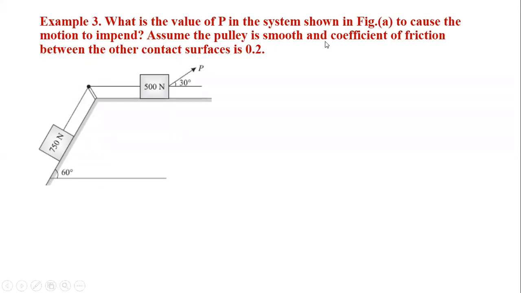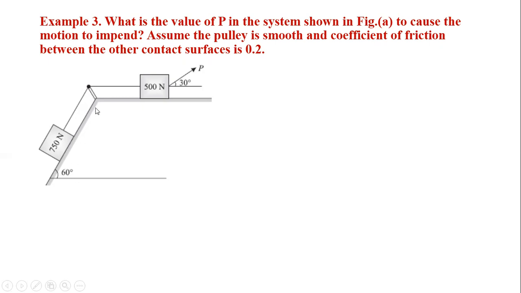Assume the pulleys are smooth and the coefficient of friction between the other contact surfaces is 0.2. Now, if you see here, there are two blocks connected with a rope, and there is one force P which makes an angle of 30 degrees with the horizontal. How much force P is required to move this whole arrangement? This string passes over a smooth pulley, which means the friction in the pulleys is neglected.